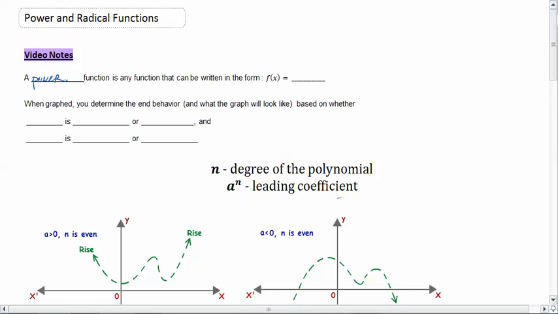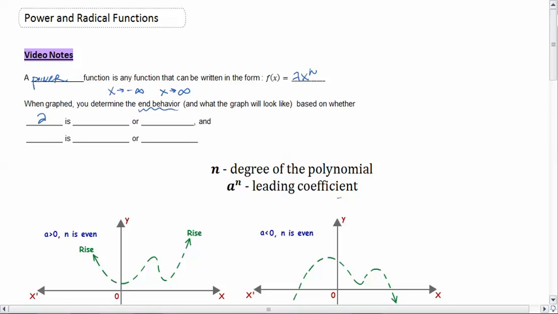is any function that can be written in the form f of x equals a times x to the n. So we have some coefficient a, and then we have x raised to the power n. When graphed, you can determine the end behavior. End behavior we know is when x goes to either negative infinity, that's the left end behavior, or as x goes to positive infinity, that's the right end behavior. So we can tell what the end behavior is going to be and what the graph will look like based on a couple things about a times x to the n.